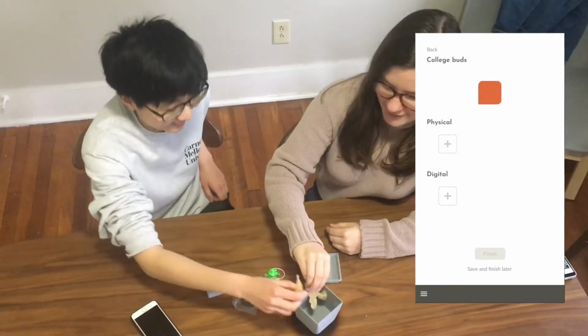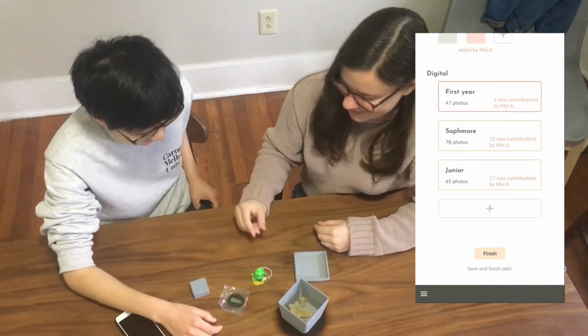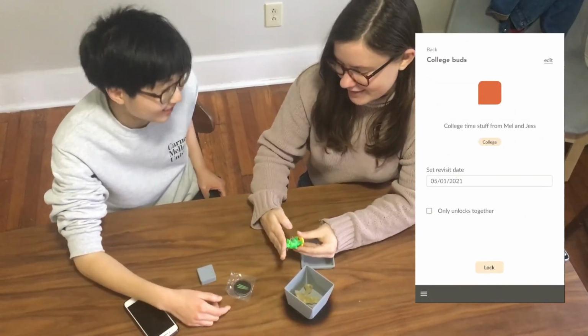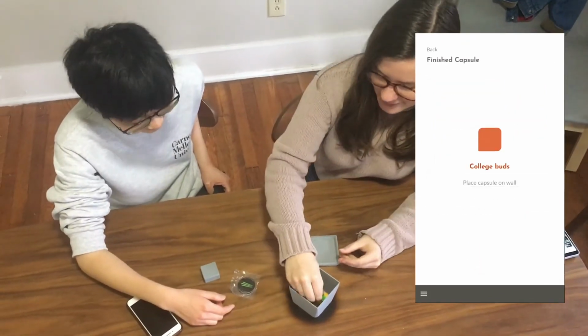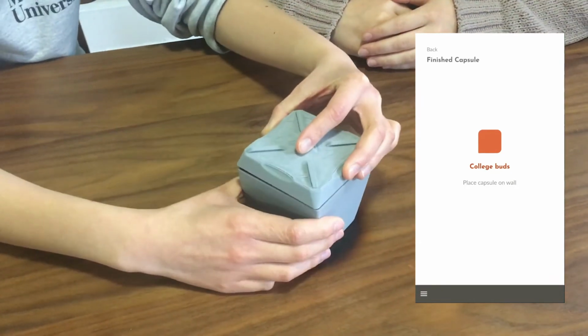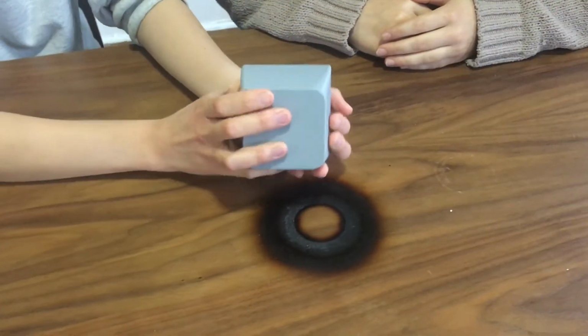Shortly after graduation, the two friends met up to collaboratively add files and objects to their Amo. They locked the capsule and set their revisit date to their 5-year college reunion.